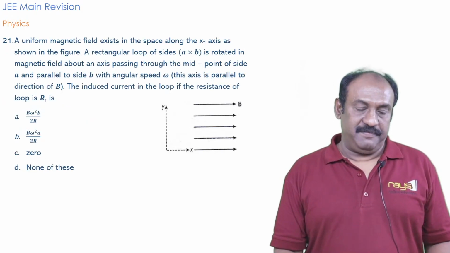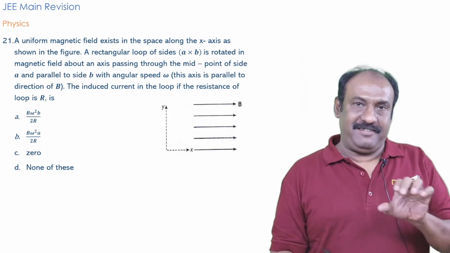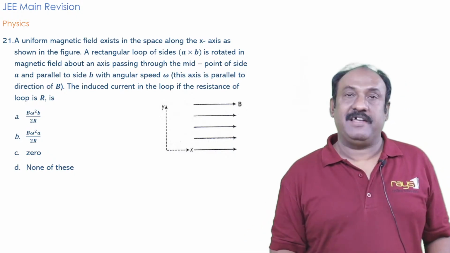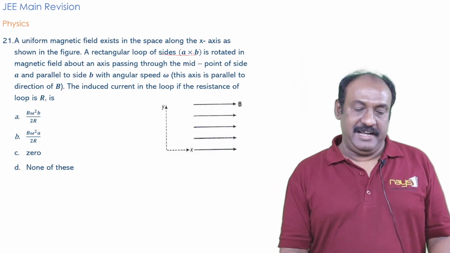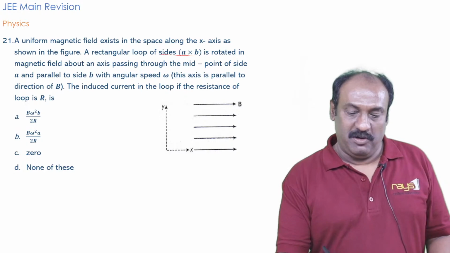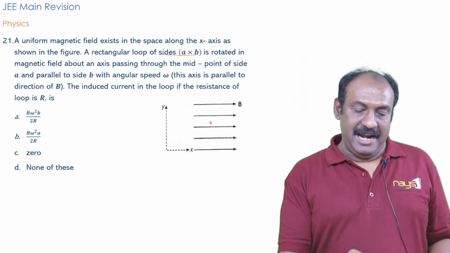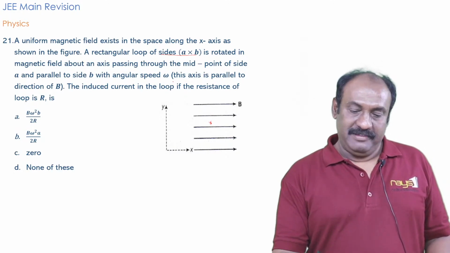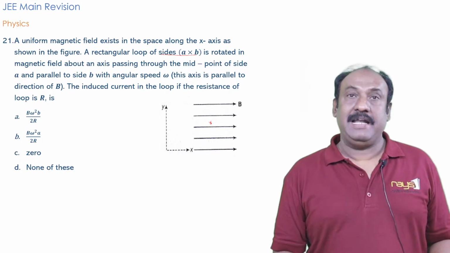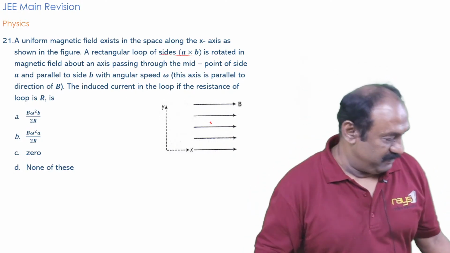Next question. A uniform magnetic field exists in a space along the x-axis, shown in the figure. A rectangular loop of sides A and B is rotated in a magnetic field about an axis passing through the midpoint of the side, and parallel to side B. The angular speed omega is parallel to the direction of B. Then find the induced current in the loop if the resistance of the loop is R1.